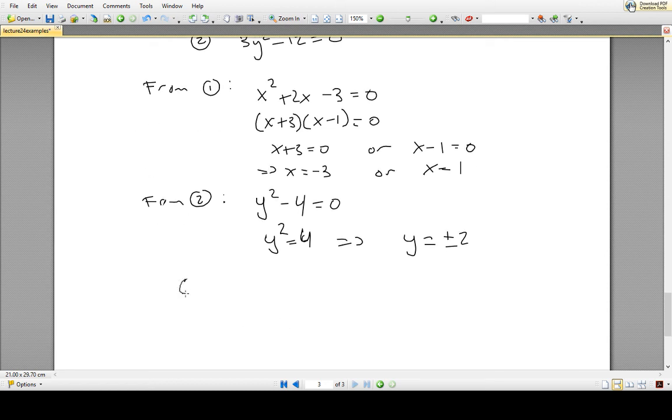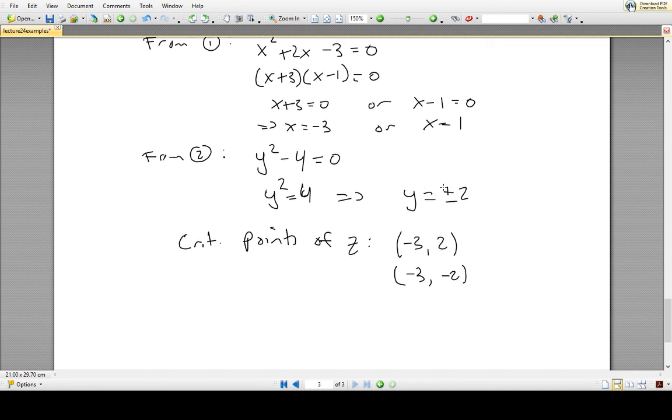are equal to negative 3 for x and 2 for y. Could be negative 3 for x and negative 2 for y. We could also have 1 for x and 2 for y, or 1 for x and negative 2 for y. So these are the four critical points of z.